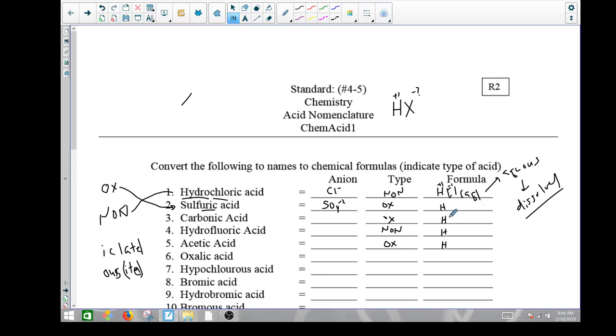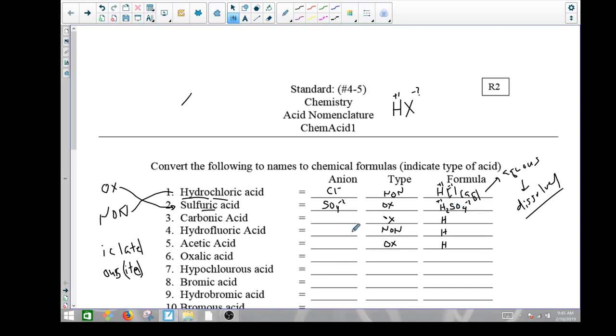Because ic, I use sulfate. That's why you chose SO4, because it's an ic. So SO4 minus 2, plus 1, so the 2 goes right there. And I'm done. And AQ on here as well.